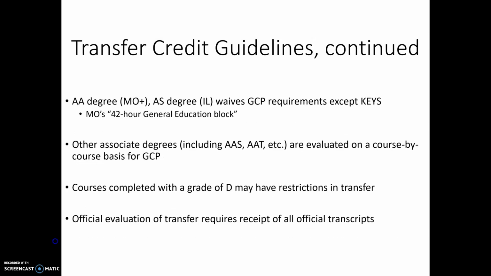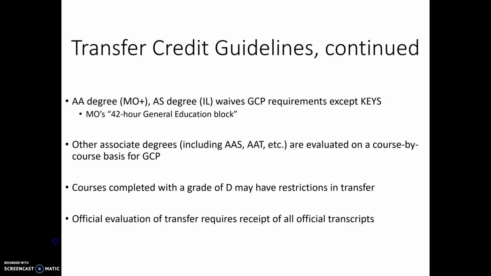Continuing, let's take a look at some associate's degrees here. The first bullet point refers to the AA. That would be the Associate of Arts degree. And if you earned your AA in Missouri or another state from a school that is regionally accredited, or if you earned your AS degree, which is the Associate of Science in Illinois, the completion of those degrees will automatically waive all GCP requirements except for the Keystone Seminar.